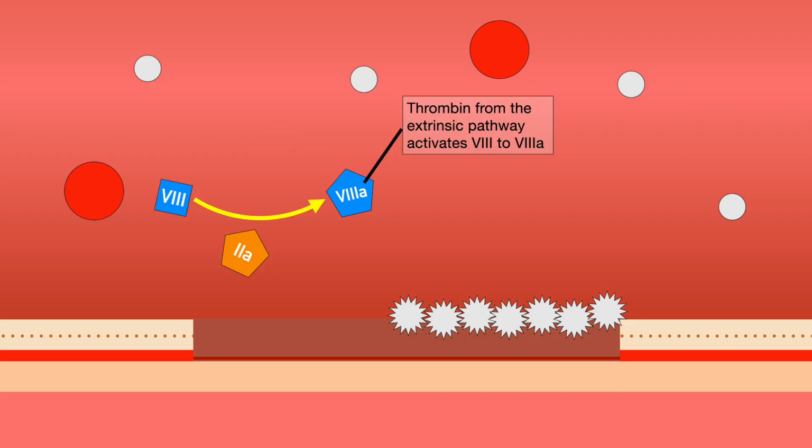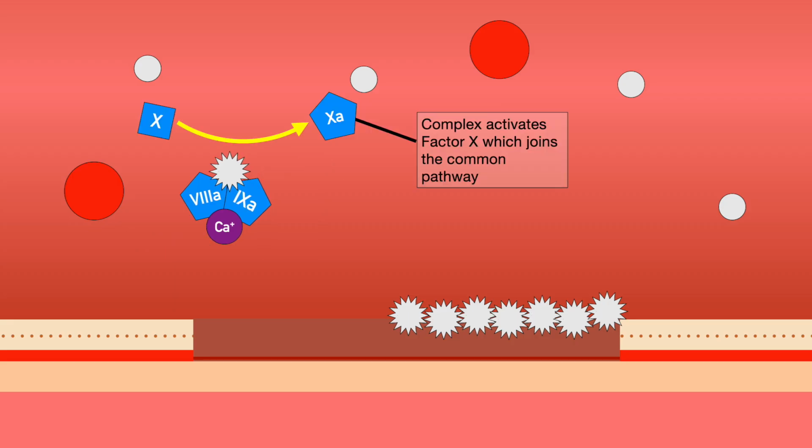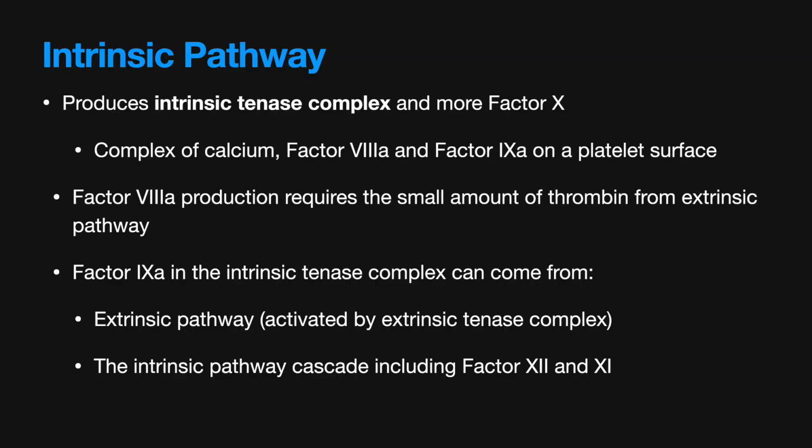The small amount of thrombin produced by the extrinsic pathway then activates factor 8. Active factor 9 and factor 8 form a complex with calcium on the surface of an activated platelet. We call this the intrinsic tenase complex. This complex can activate factor 10, which will join the common pathway next. Ultimately, the intrinsic pathway produces the intrinsic tenase complex, which activates more factor 10. The intrinsic tenase complex contains calcium, factor 8, and factor 9.